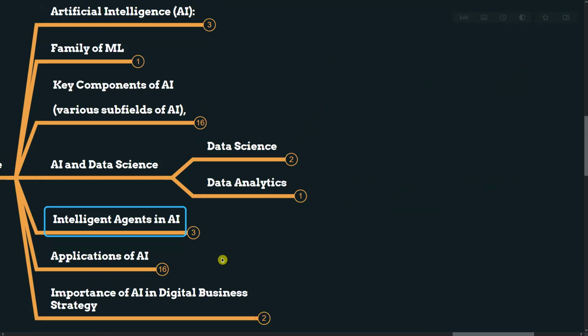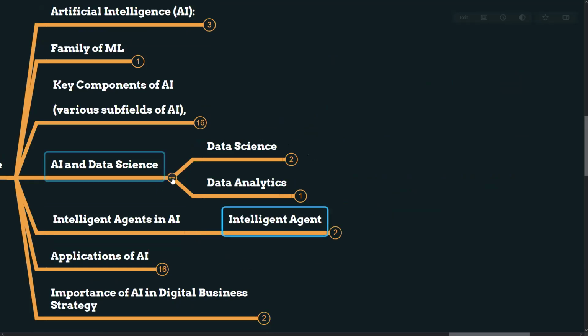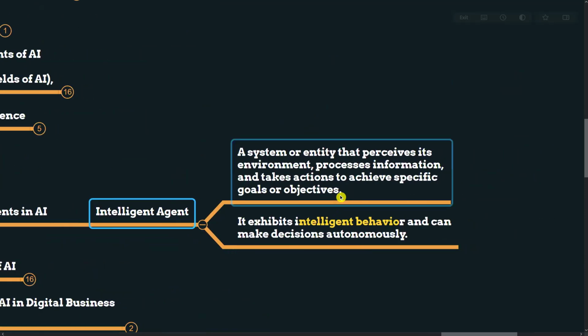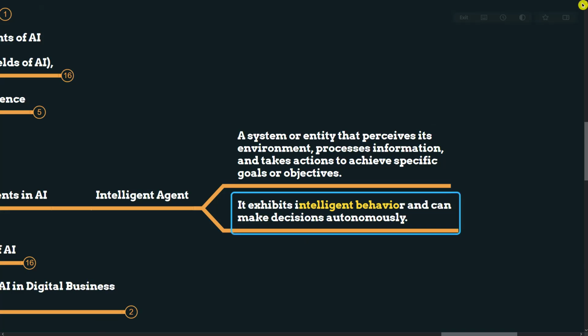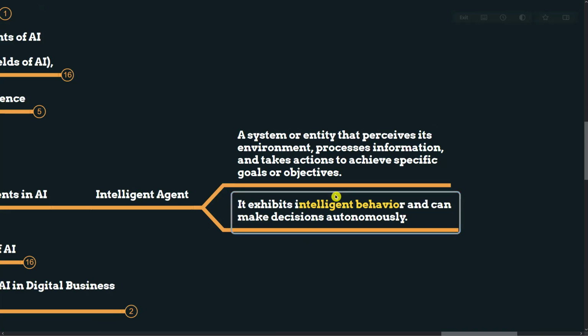Then, intelligent agent in artificial intelligence. An intelligent agent is a system or entity that perceives its environment, processes information, and takes actions to achieve a specific goal or objective. It exhibits intelligent behavior and can make decisions autonomously. So an intelligent agent is a smart system that observes its surroundings, processes the information, and makes decisions.